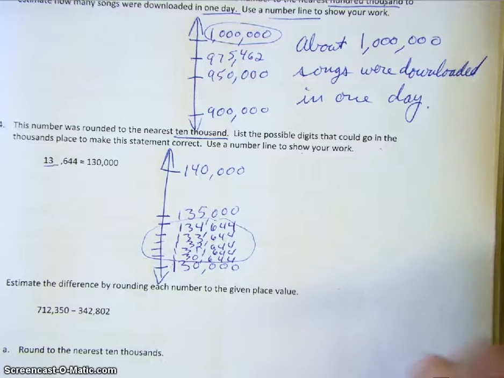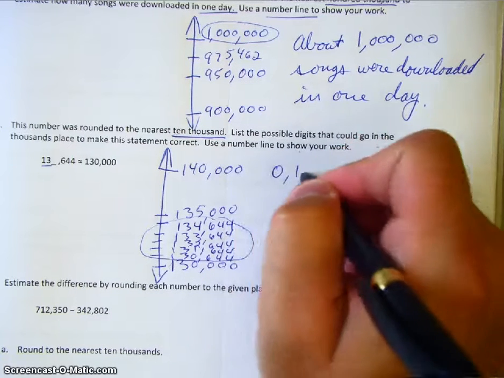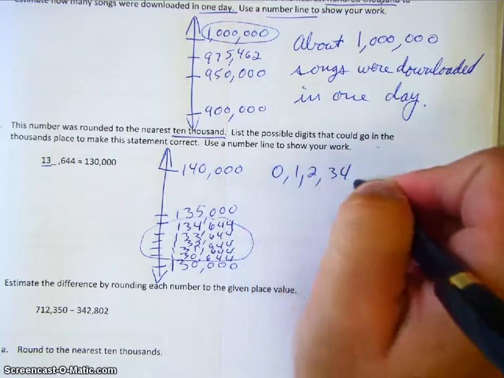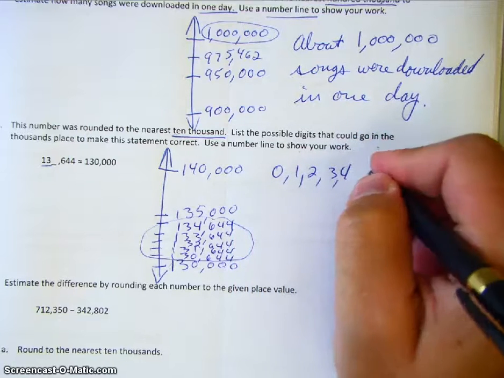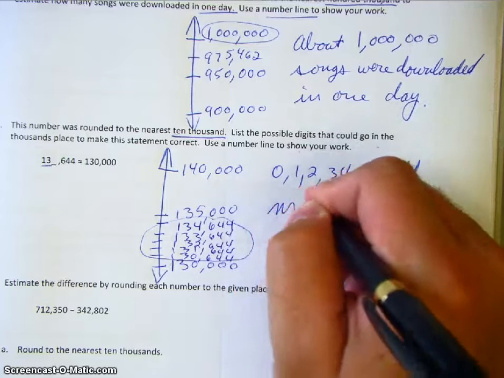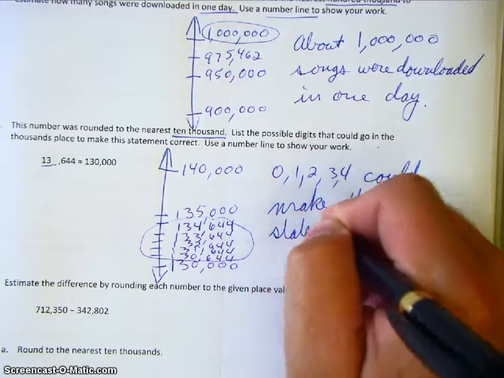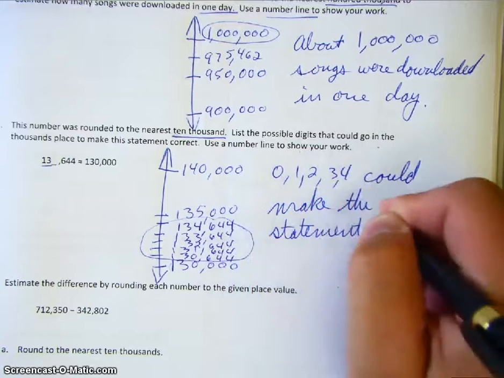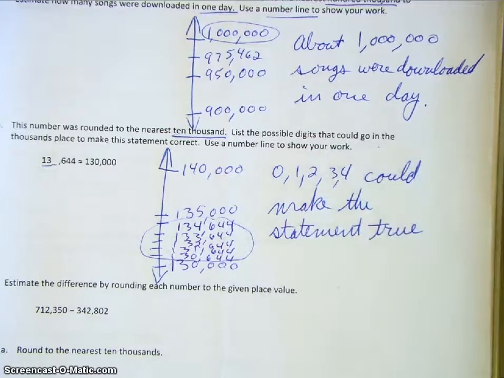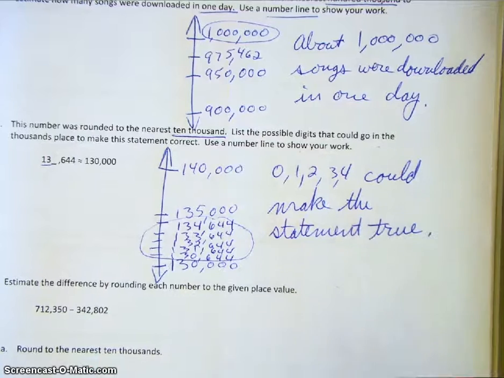Okay, these are the numbers that are going to round down to 130,000. Remember, 5 or more, let it soar; 4 or less, let it rest. So 0, 1, 2, 3, and 4 could make the statement true. Because once we put a 5 or anything above 5, we're going to end up rounding up to 140,000.